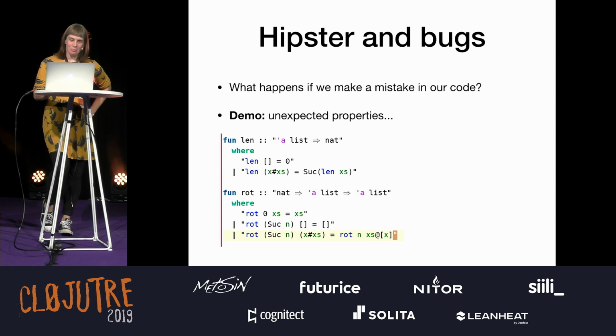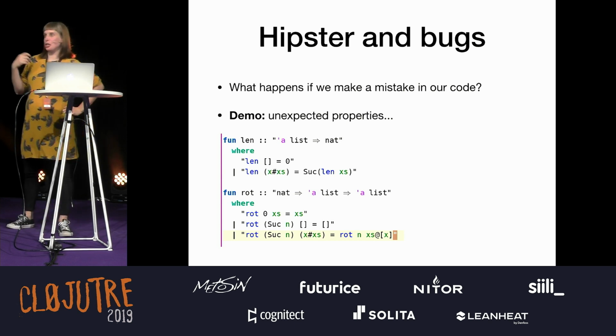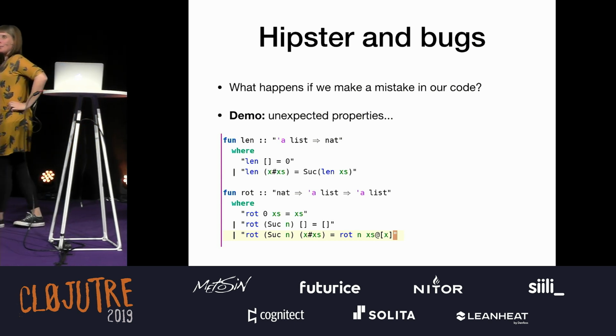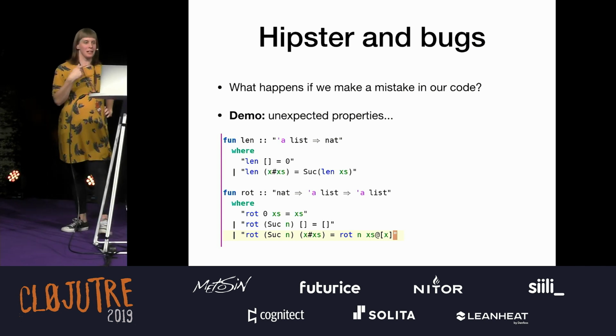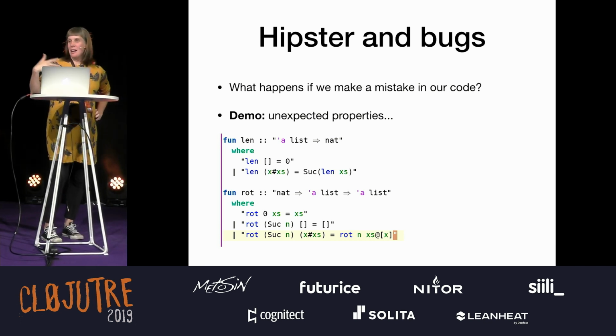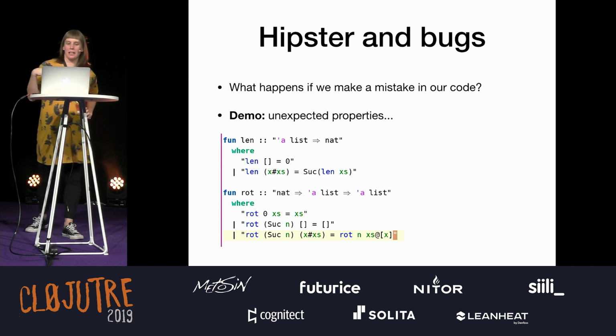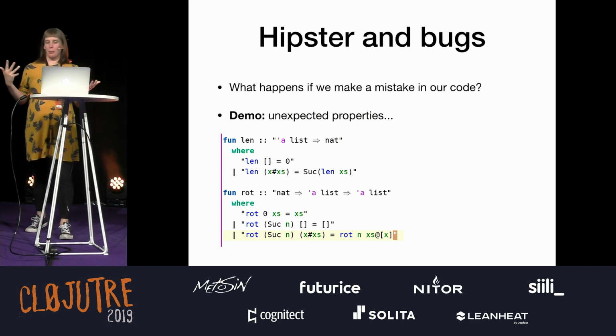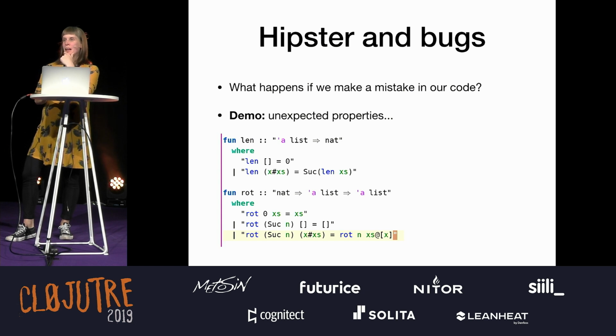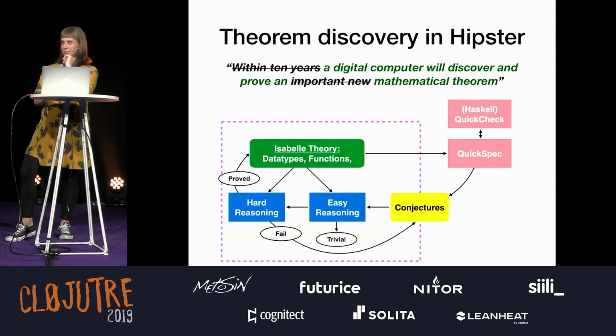But it's quite interesting to use this also if you have a buggy program and see what it comes up with. So if I made a mistake in my code, what does QuickSpec come up with? If you have an idea of what your program should do and you get properties which don't agree with that, then perhaps that's indicative of a bug. But I think I might not have time for that.